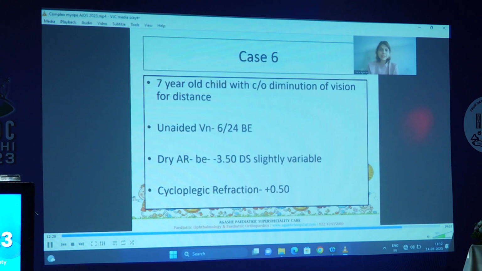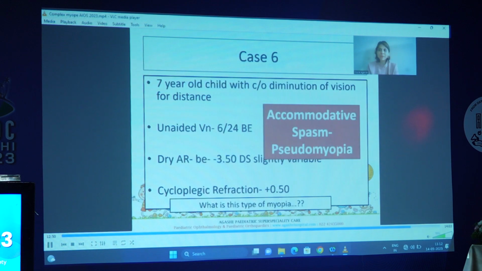Moving on to the last case, a 7-year-old child presenting with diminution of vision for distance, unaided vision was 6/24. A dry autoref revealed a refractive error of -3.5, which is variable, and cycloplegic refraction revealed a refractive error of +0.5. So what is this? It's not a case of myopia, but it's a case of accommodative spasm, also called pseudomyopia.